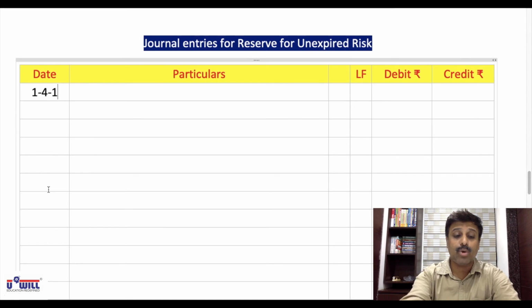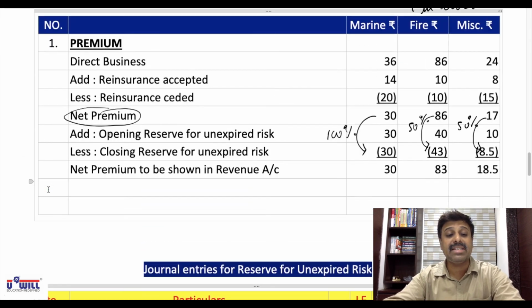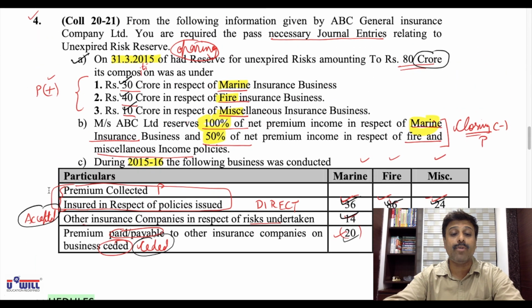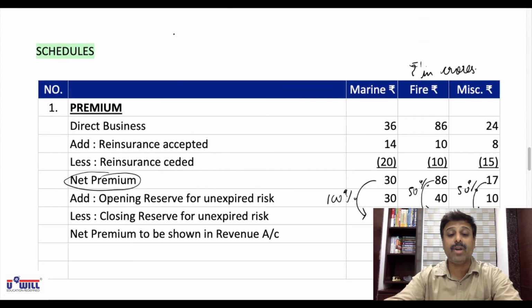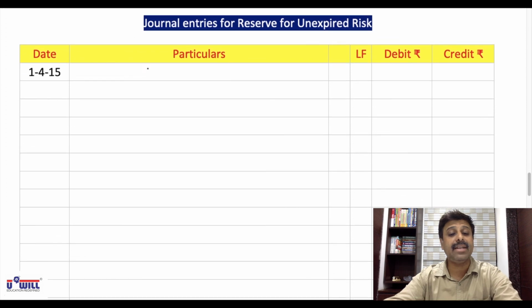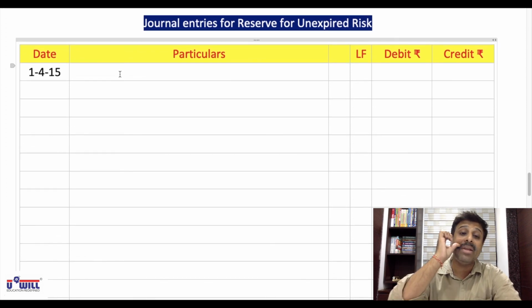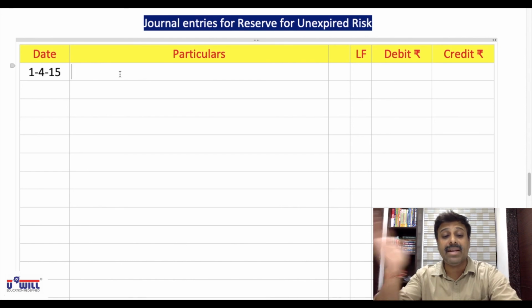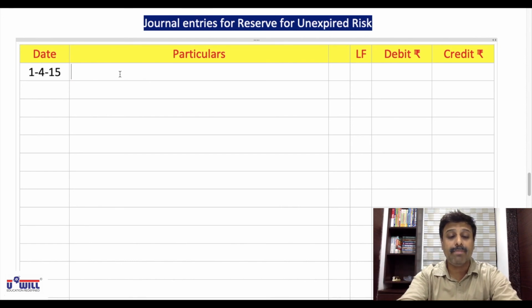First on 1/4/15, opening reserve for unexpired risk. For that the entry will come. Now opening reserve for unexpired risk means opening pre-received income. What will be the journal entry for opening pre-received income? It belongs to current year. So pre-received income being a liability, we will close and debit.